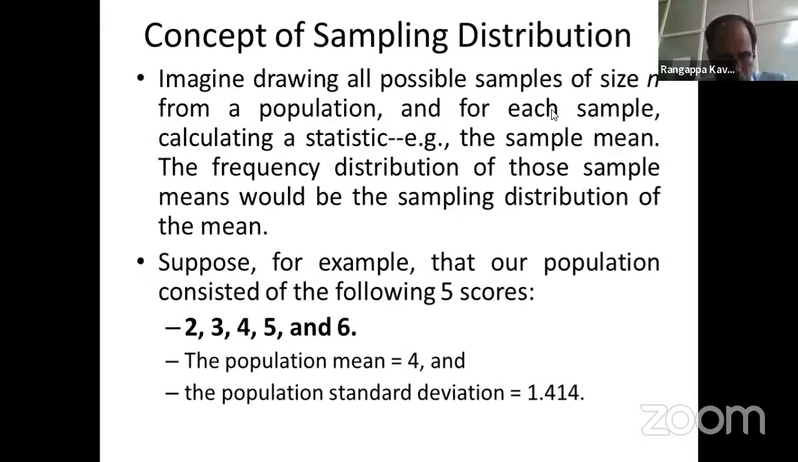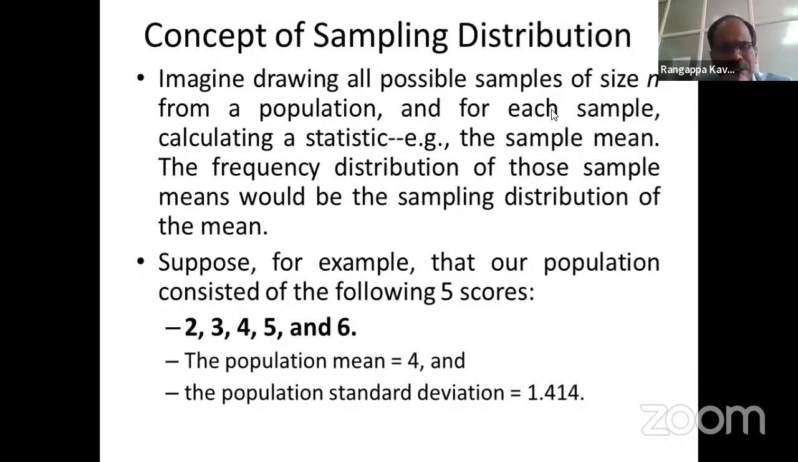What is the sampling distribution? Imagine drawing all possible samples of size n from a population, and for each sample, calculating a statistic, for example, the sample mean. Actually, we draw samples from a population, assuming that you are drawing the samples repeatedly from the same population and calculating some sample statistic. If you put it in a frequency distribution format, that is called a sampling distribution.